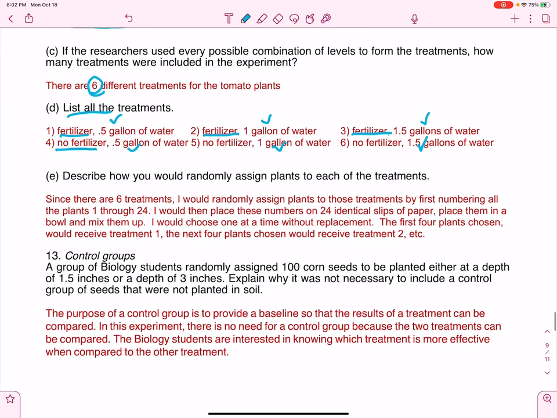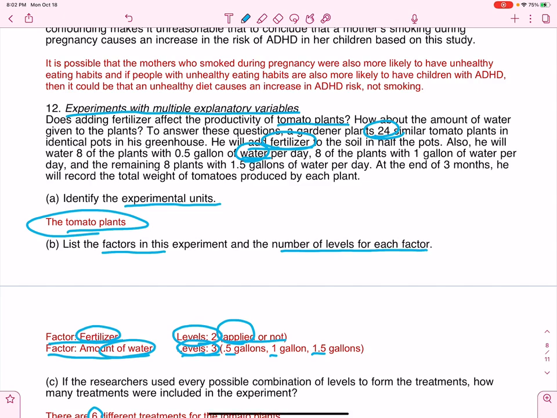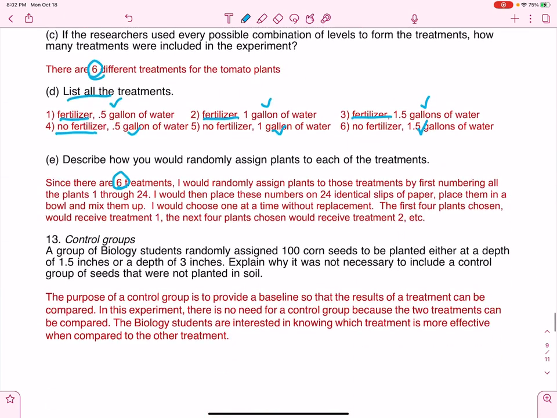So in part E, we're describing how we would randomly assign the plants to each of the treatments. Since I've got 6 treatments, and in the problem you are told that we have 24 similar tomato plants, I'm going to start by numbering all of the plants, 1 through 24. I'm placing these numbers on identical slips of paper, putting them in a bowl, and mixing them up. Then, one at a time, without putting them back in, I'm going to pull one out. Let's say the first 4 I pull out will go to treatment 1, and the next 4 I pull out will go to treatment 2. I'm going to do that all the way up until treatment 6. That is how I would do this problem.